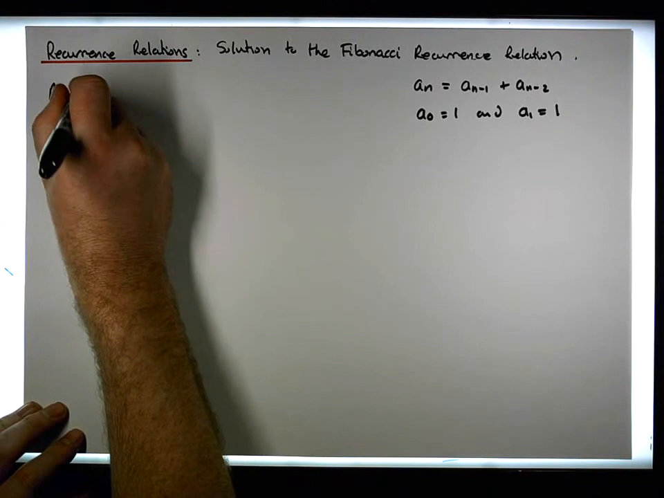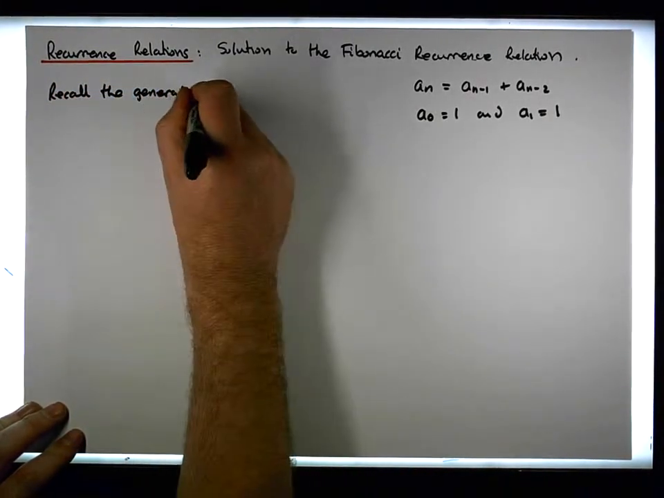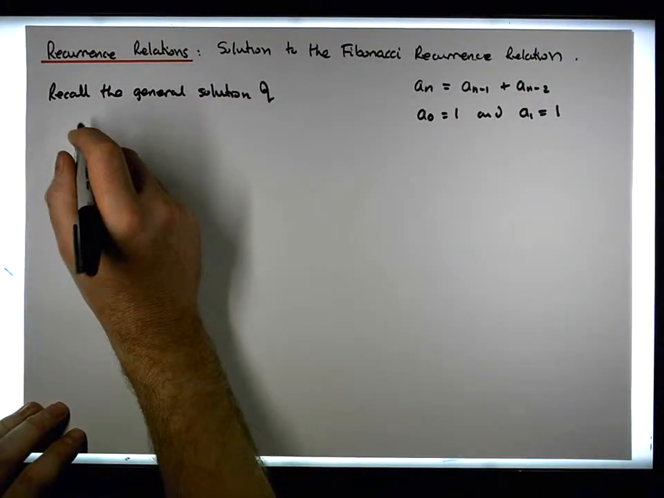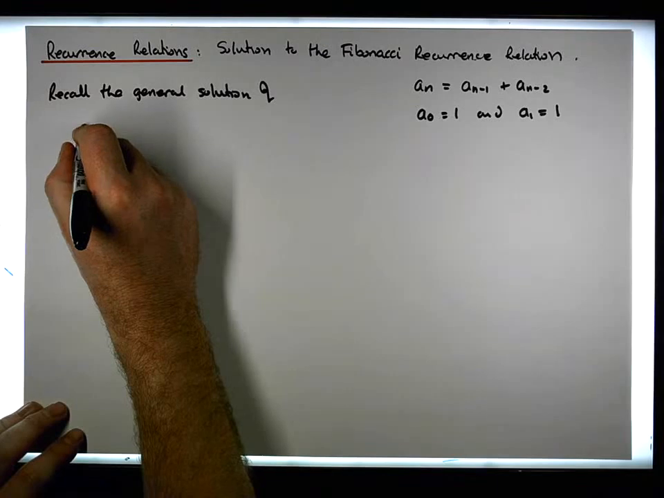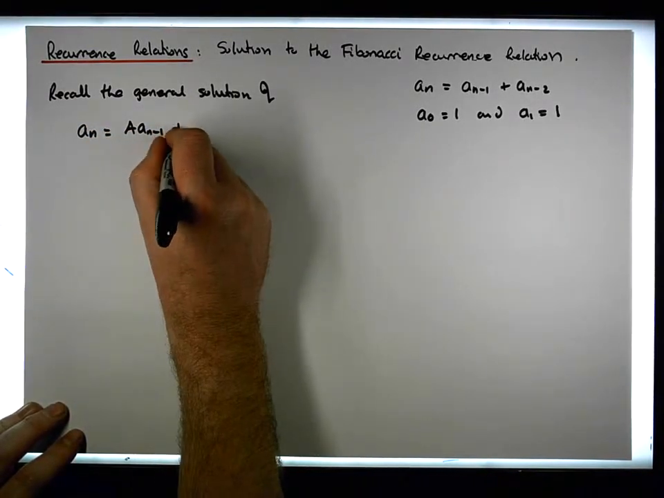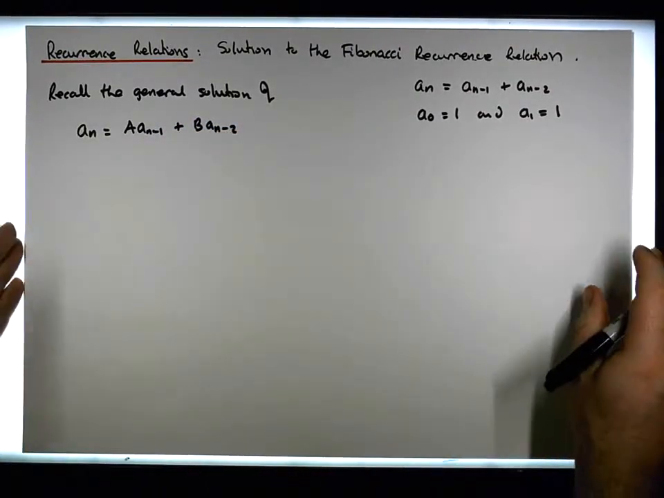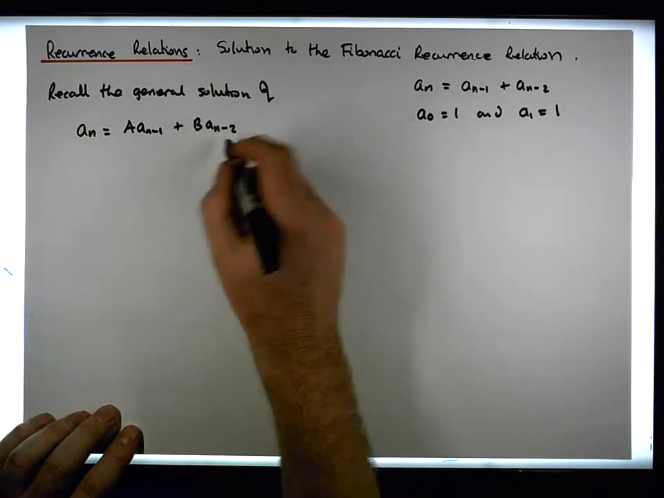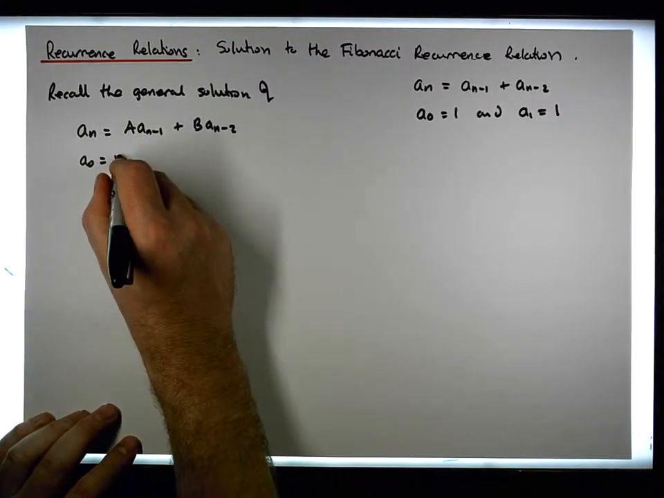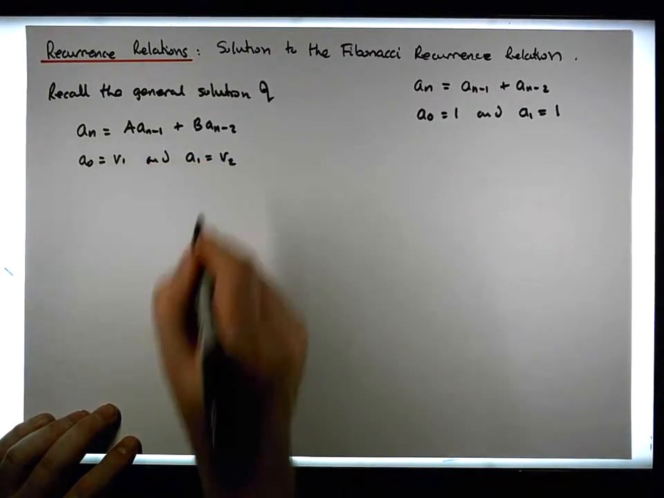And let's recall the general solution of a linear recurrence. So let's say our recurrence is of the form a_n is equal to a times a_(n-1) plus b times a_(n-2), where we're given initial solutions. So where we have a_0 is equal to some value, let's say v1, and a_1 is also equal to some other value, let's say v2.